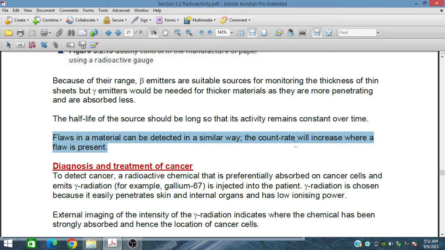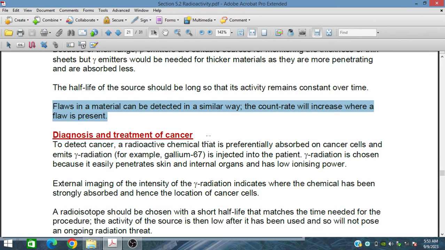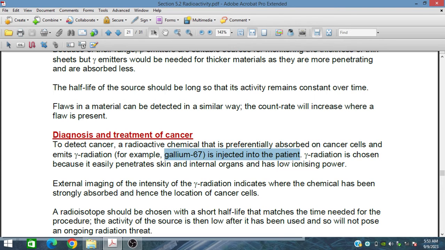Now, the diagnosis and treatment of cancer. To detect cancer, a radioactive material or chemical that is preferably absorbed by cancer cells and emits gamma radiation is used. Gallium-69 is injected into the patient. Gamma radiation is chosen because it easily penetrates skin and internal organs and has low ionizing power. External imaging of the intensity of gamma radiation indicates where the chemical has been strongly absorbed, which is the location of the cancer cells.